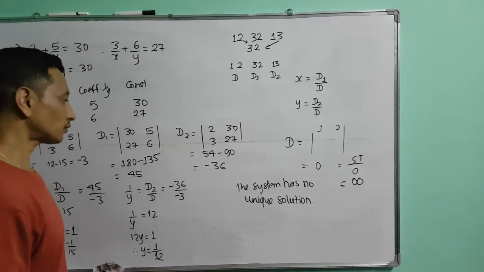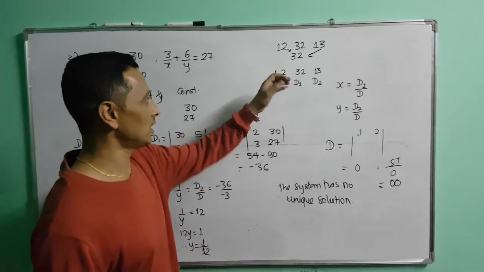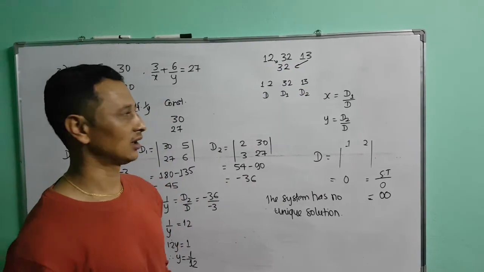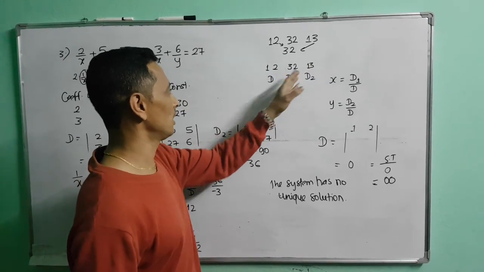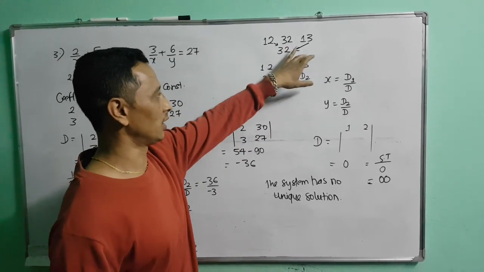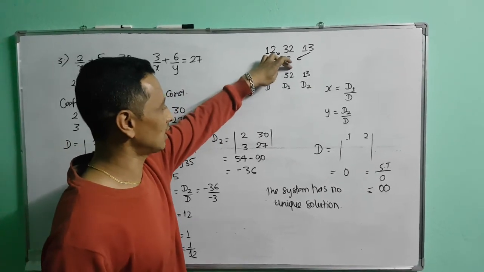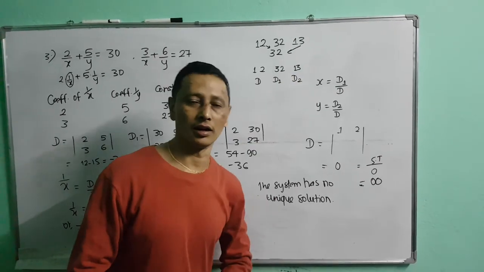Alright, here you just need to find three determinants. Here again I repeat: 1, 2, 1, 3, that is 12, 13. From the last you take 3 here, and from the first you take 2 here, that is 12, 30, 23, 13. D is the determinant of the first two, D1 the determinant of the third and second, and D2 is the determinant of the first and third column.